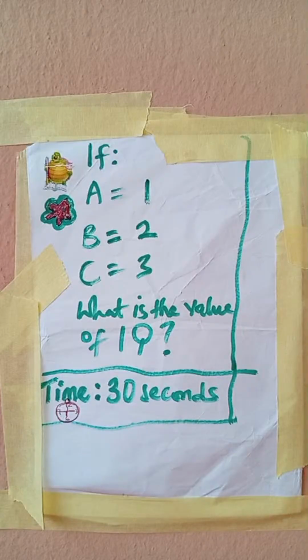It's very simple. If A equals 1 and B equals 2 and C equals 3, what is the value of IQ? Just tell me what you got from I and what you got from Q and sum it together and you have your answer. You get what I mean? Add them together and you have your answer. What is the value of IQ?